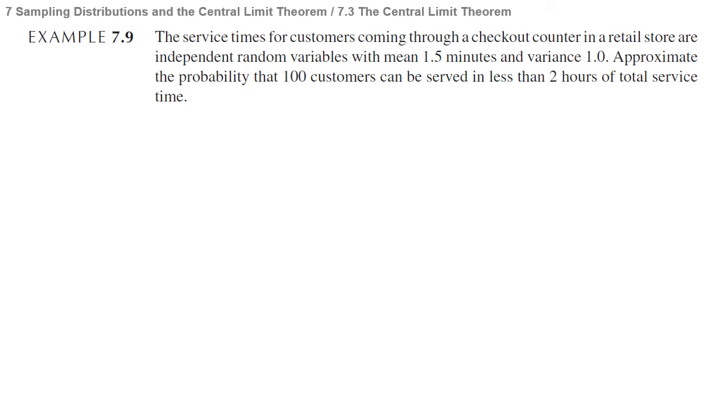Okay, let's learn about Example 7.9. The service times for customers coming through a checkout counter in a retail store are independent random variables with mean 1.5 minutes and variance of 1. Approximate the probability that 100 customers can be served in less than 2 hours of total service time.